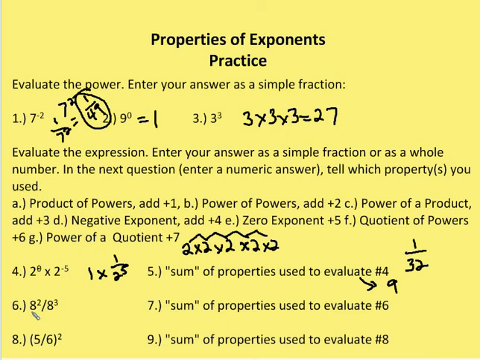Now I have 8 squared divided by 8 cubed. And that's going to be the same as 8 to the 2 minus 3, or that is equal to 8 to the minus 1, or that is equal to 1 over 8. So there are two properties that I use.